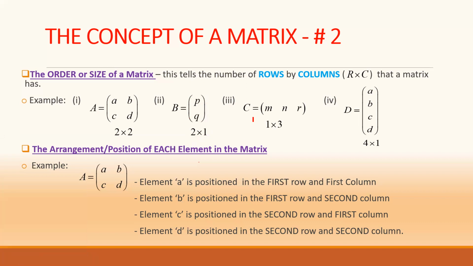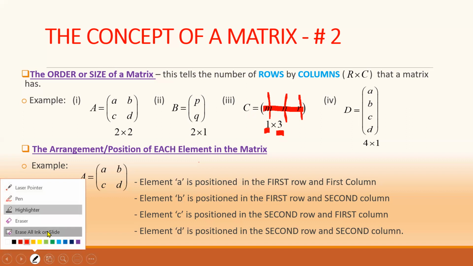And example C, we notice that M, N, and R are spaced. So it therefore means that they are in different columns, right? However, they are in 1 row. We can draw a straight line across and we see that they fit into 1 row. M is in a column by itself, N is also in a column, and R. So it would be 1 row, 3 columns. So the order of the matrix C would be a 1 by 3 matrix, right? So matrix C is a 1 by 3 matrix.